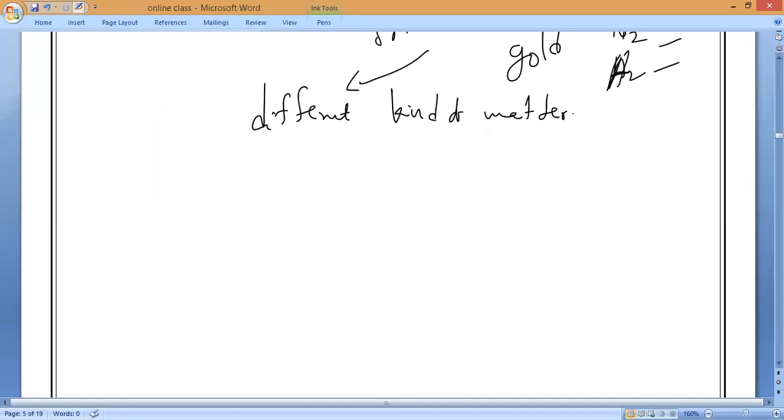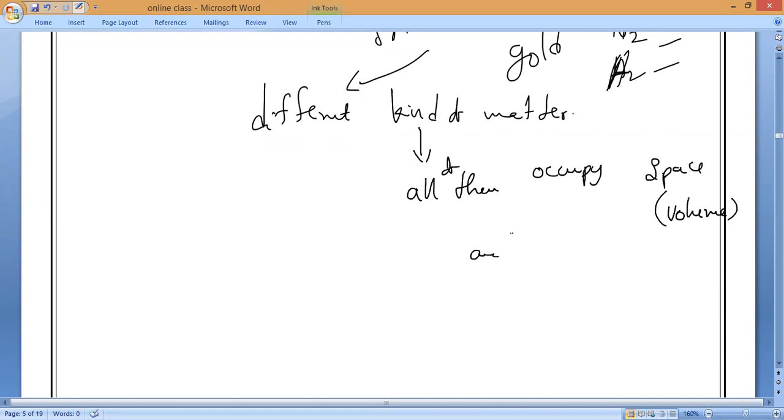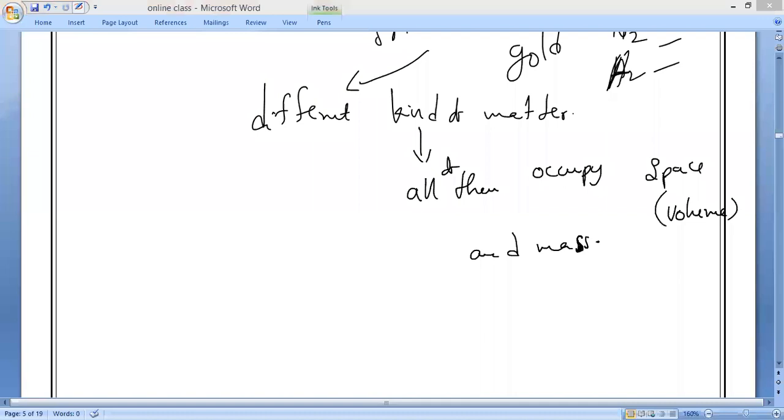So this is what we call matter. Why are we calling it matter, guys? Because all of them occupy what? All of them occupy space. That space we call volume. Do you understand? Volume, and as well as they have some mass. So whatever substance occupies space and has volume and mass, we can say they are matter.